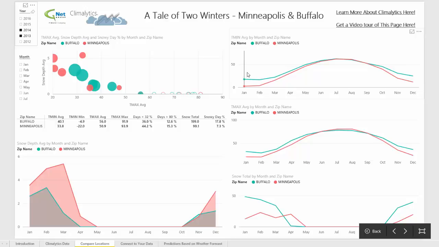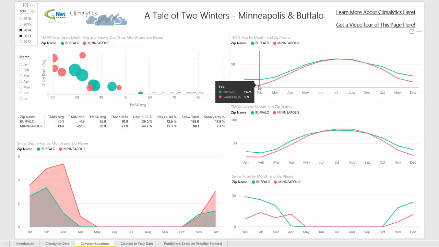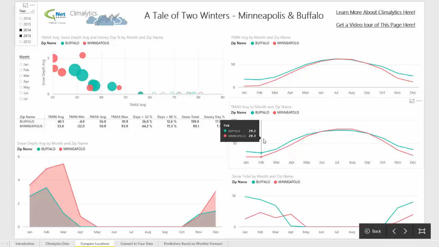And looking over here on the upper right-hand side, you can see that the average minimum temperature is a little bit lower in Minneapolis than in Buffalo for the 2-year period. For example, here in February, it's about 4 degrees for Minneapolis, 17 for Buffalo. Looking at the maximum temperature in the same month, there's about a 9-degree difference.